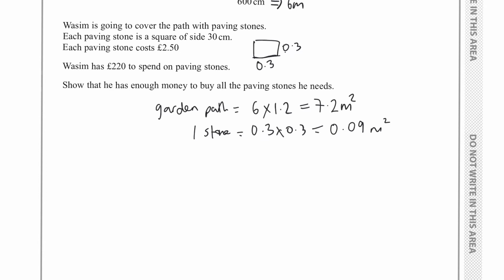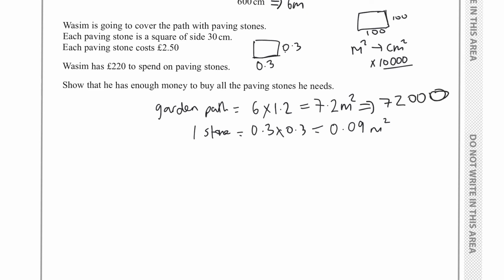Because no one really likes dealing with decimals, we can now convert this meter squared back into centimeter squared, which to go from meter squared to centimeter squared, you can times by 10,000. And the way of remembering that is because if we know that there's 100 centimeters in 1 meter, you could do 100 times 100, which would leave you with 10,000. So times the 7.2 by 10,000, aka moving forward 4 decimal places because it's 4 zeros, you'd end up with 72,000 centimeters squared. And then this one, also times by 10,000, would leave you with 900 centimeters squared.